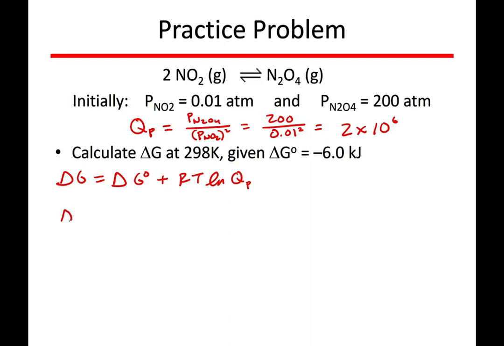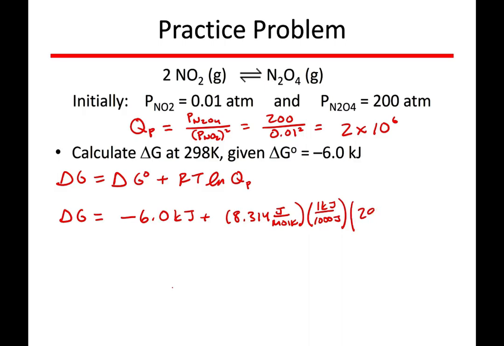So let's plug that in. Delta G under these non-standard conditions is equal to the standard value of delta G, which is negative 6.0 kilojoules, plus R, that's going to be the 8.314, because you want to make sure that you have joules in your answer. And R has joules, delta G standard has kilojoules, so we have to make the energy units compatible. I'm going to turn the joules into kilojoules right now. So divide by 1,000. T, we're told, is 298 Kelvin, natural log of the reaction quotient, so that's natural log of 2 times 10 to the 6th.